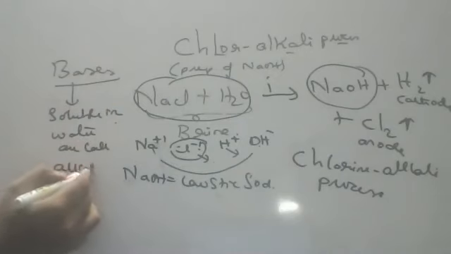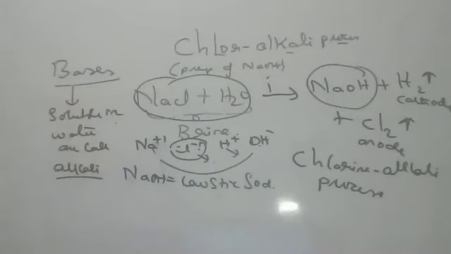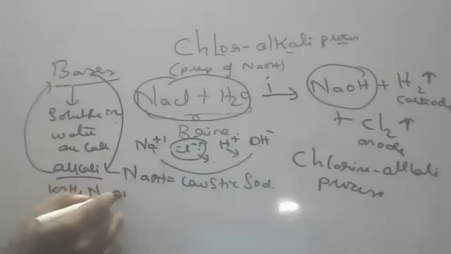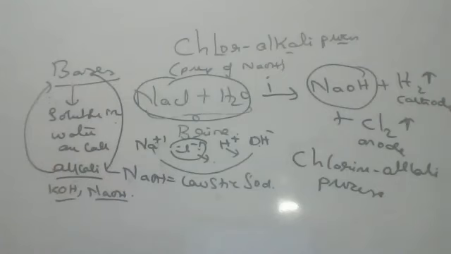One more question, asked 7 times in the board exam: what is an alkali? Bases which are soluble in water are called alkalis. So all alkalis are bases, but all bases are not alkalis. KOH dissolves in water and NaOH dissolves in water, so both are called alkalis.